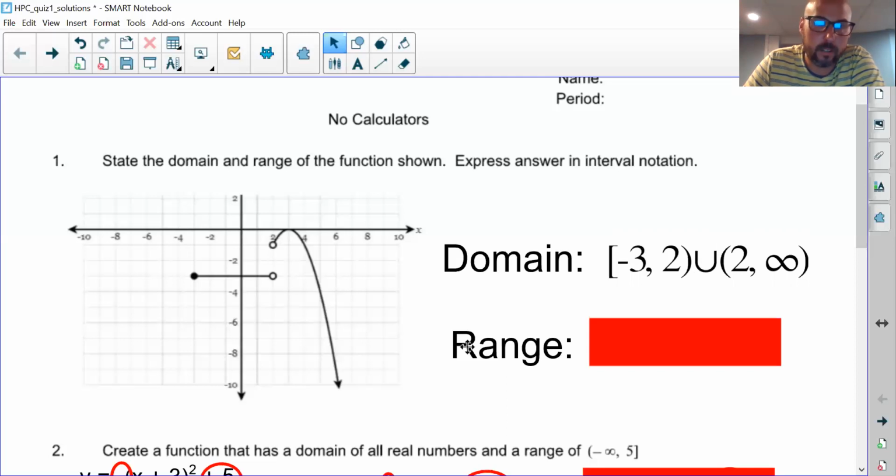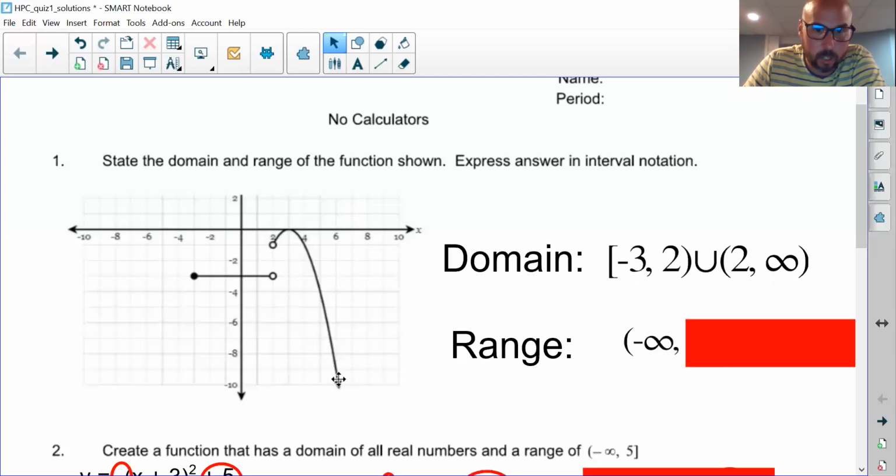The range is the set of y values. So you're looking up and down, and you start with the smallest, the least value, which is looking down, and -infinity is the least range value. And this parabolic portion covers all the range values of this whole function. This little section has a range value of -3, but -3 is already included with this portion. So you don't have to state it twice.